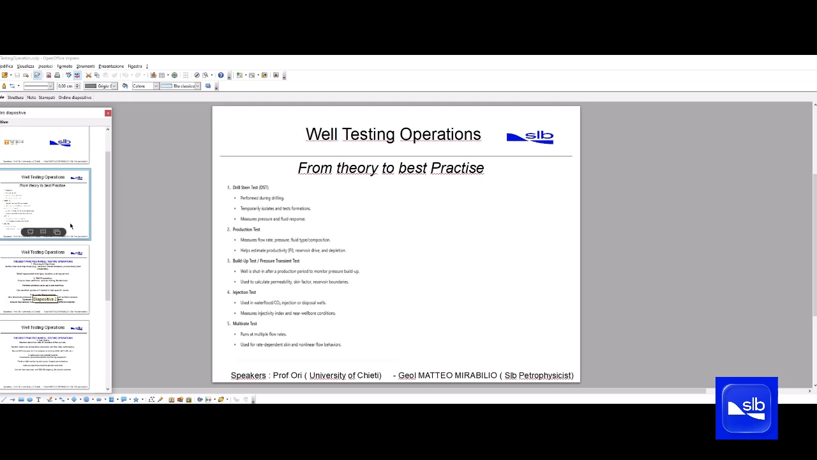There are also methods for injection and fall-off tests, using, for example, water or CO2 injection, or in a disposal well, measuring the injectivity index and near-wellbore conditions. And multiple tests are run, such as multi-rate flow tests, to underline the best capabilities of wells and the best production.